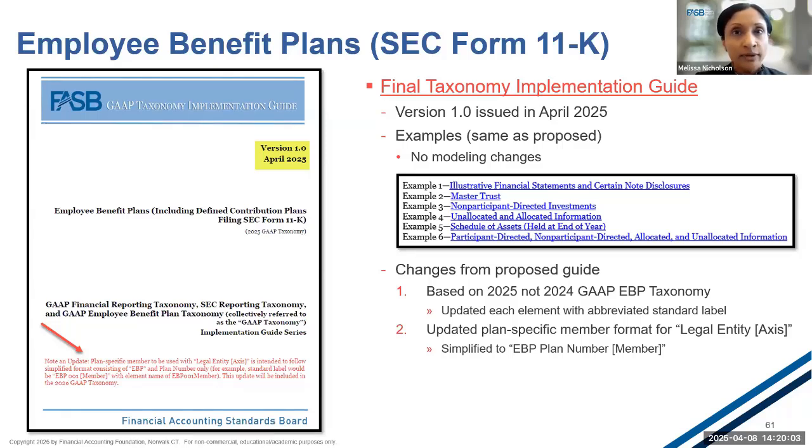It's those situations that would involve multiple elements, such as the master trust disclosures that I just walked through. Now, in terms of the changes that were made from the proposed guide, the final guide is based on the 2025 EBP taxonomy, but the proposed guide was based on the 24 taxonomy. And so because we've made those abbreviations to all of those standard labels, it looks like a large volume of changes between the final guide and the proposed guide, but it's really for all of those label changes. So the sheer volume of those changes is really the first item I wanted to mention.